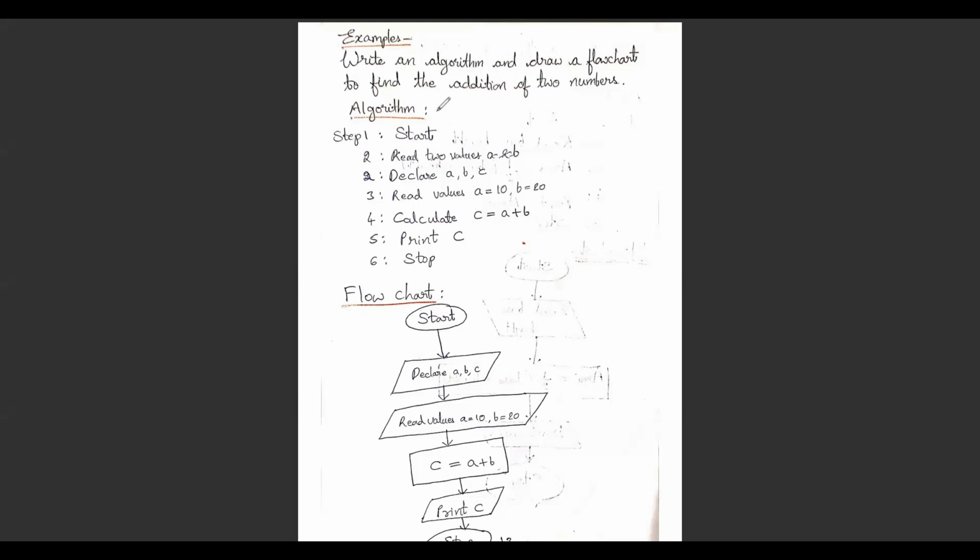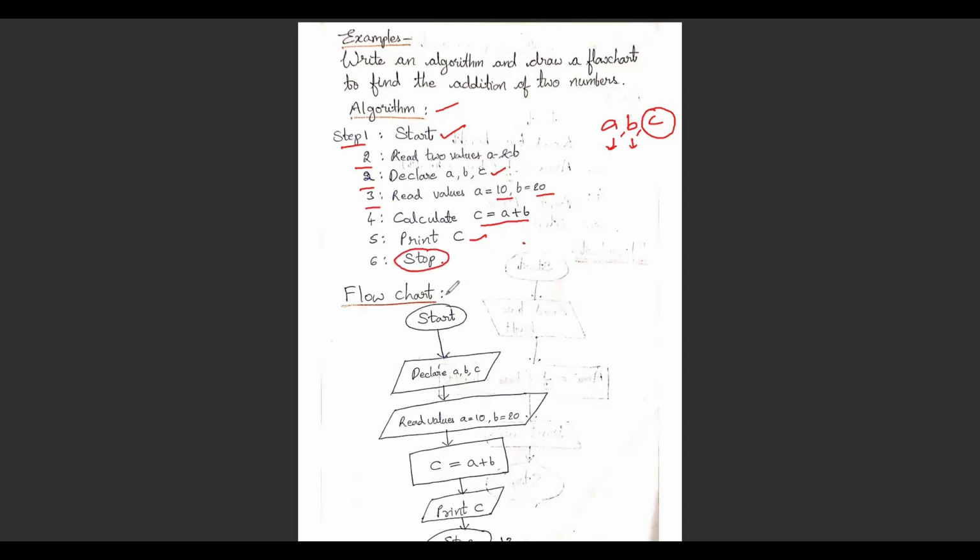Now, algorithm, as I said, is a step-by-step procedure of solving a problem, right? So what I'm going to do is first start with my first step. Then I'm going to declare three variables, because in order to find the addition of two numbers, I need three variables where I'm going to store the values in A and B, and I'm going to calculate the sum and store it in C. Right. So I'm reading the values, that is step 3, where A value, B value. Then I'm going to calculate A plus B. Then I'm going to print this C. And after completion of all the steps, I'm going to stop my algorithm.